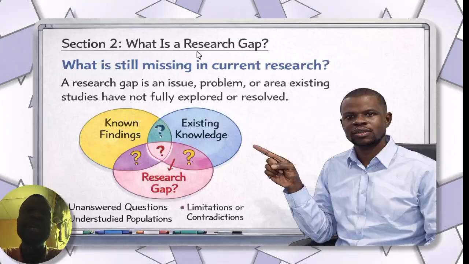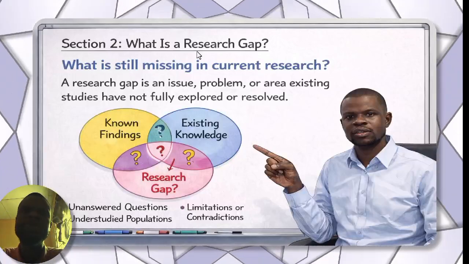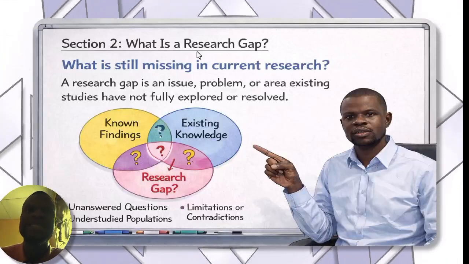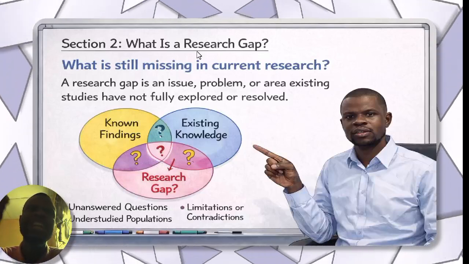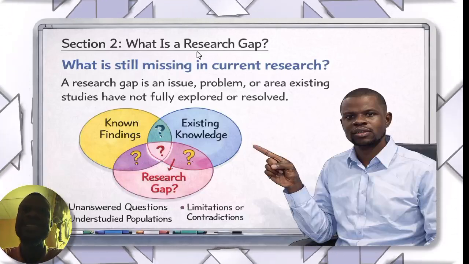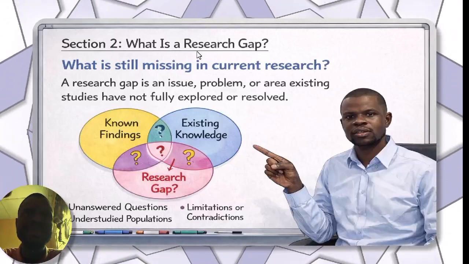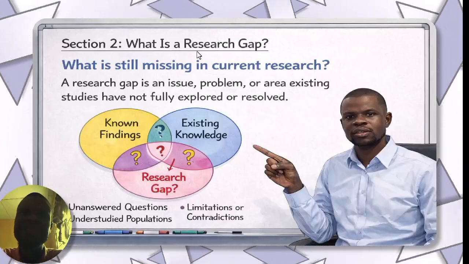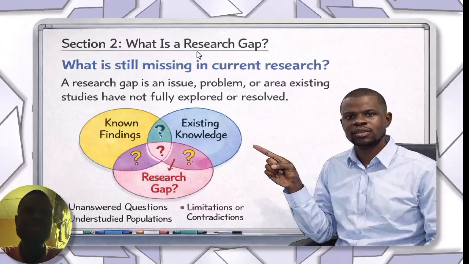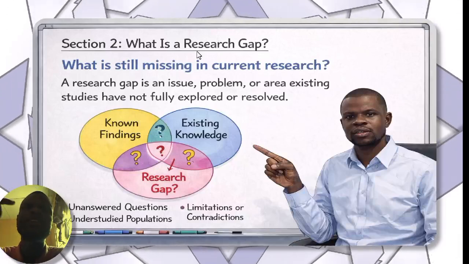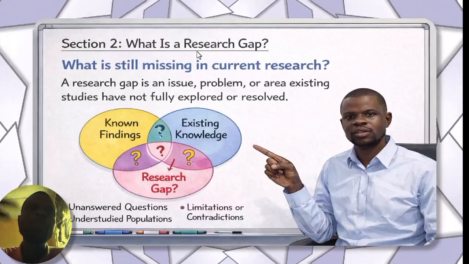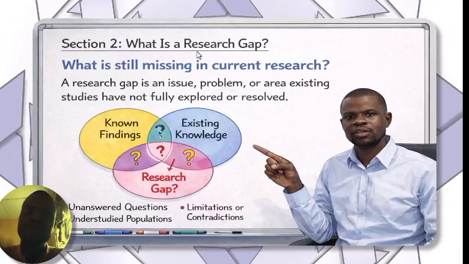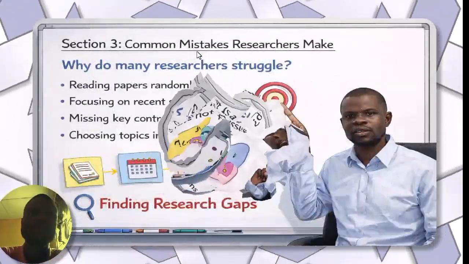For example, a gap may exist between conflicting findings, repeated limitations, ignored assumptions, or different research environments. This means that finding a research gap requires strategic reading, not random reading. The good news is that there is a practical system you can follow.